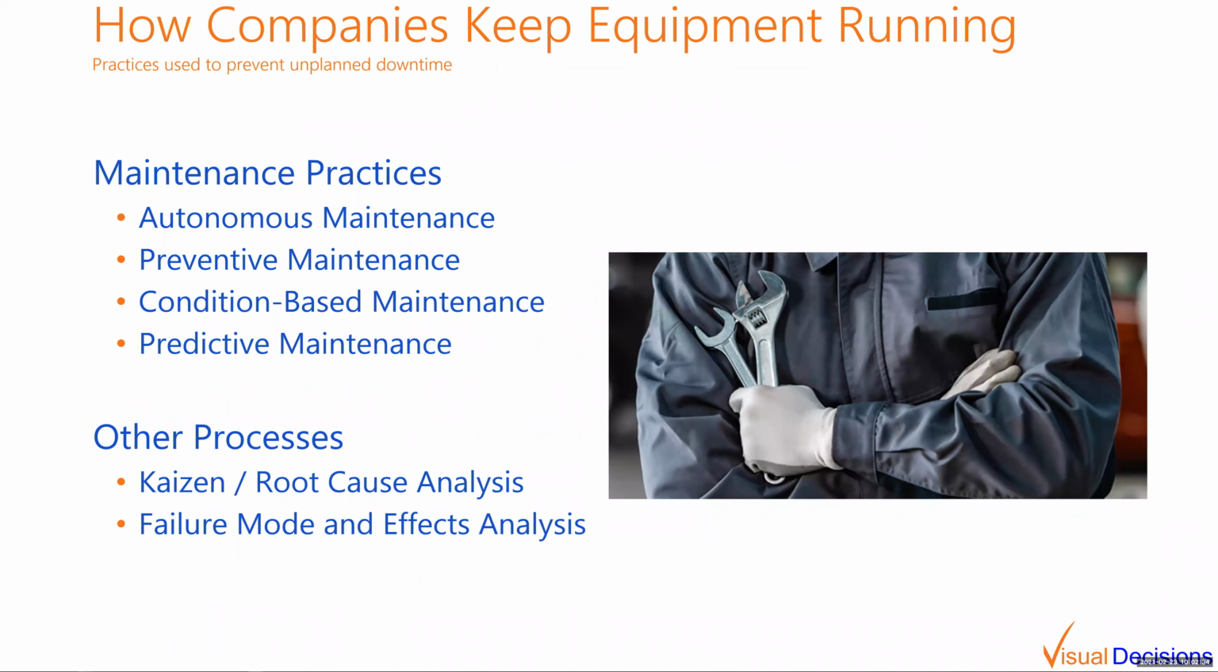So how do companies keep equipment running today? What are the different practices that are used to prevent unplanned downtime? So overall today, I'll be talking about different ways to maximize the mean time between failures. MTBF is a simple concept. Just take the average length of time the machine can run without failing, and that's the mean time between failure.